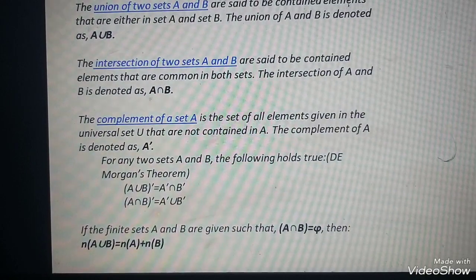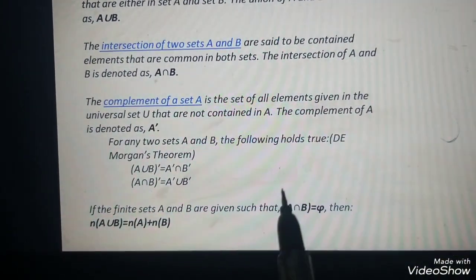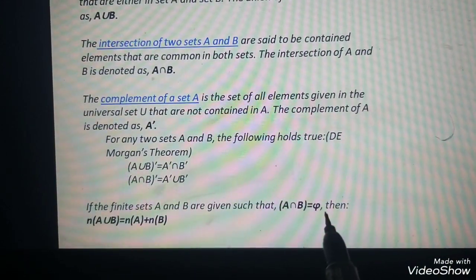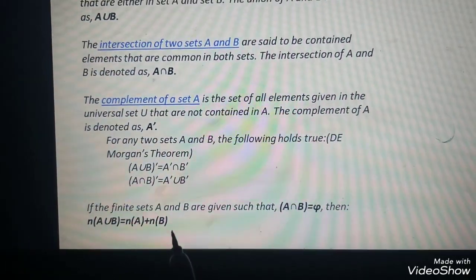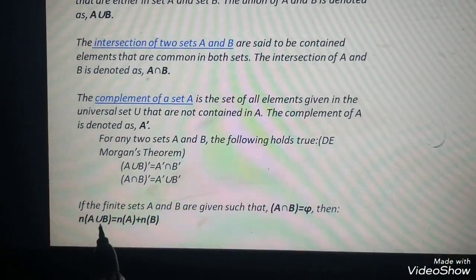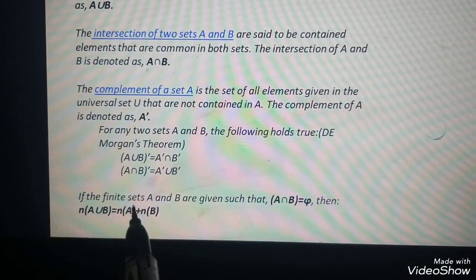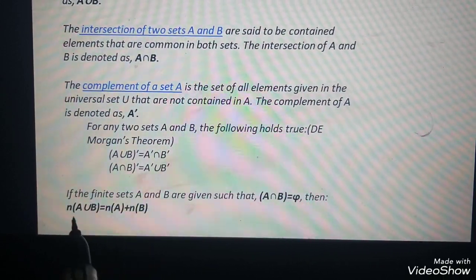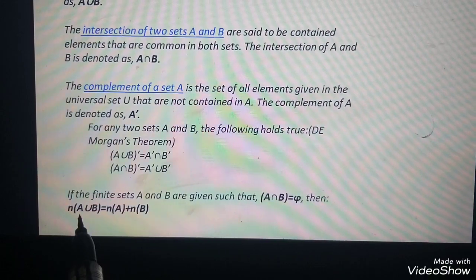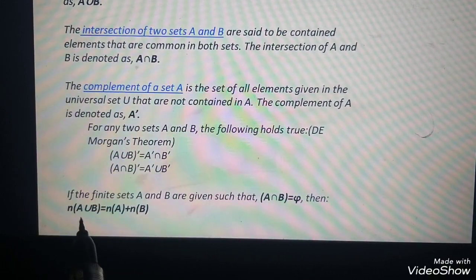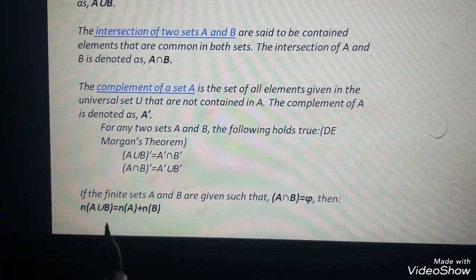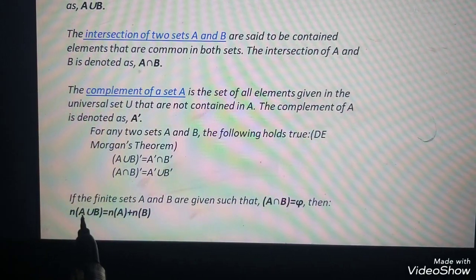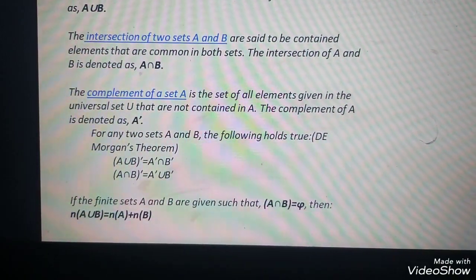Now if sets A and B are such that A intersection B is equal to phi, the empty set, then n of A union B is equal to n of A plus n of B. So we write the addition symbol whenever two sets are disjoint and their union is given, that is, the number of elements in A plus the number of elements in B.